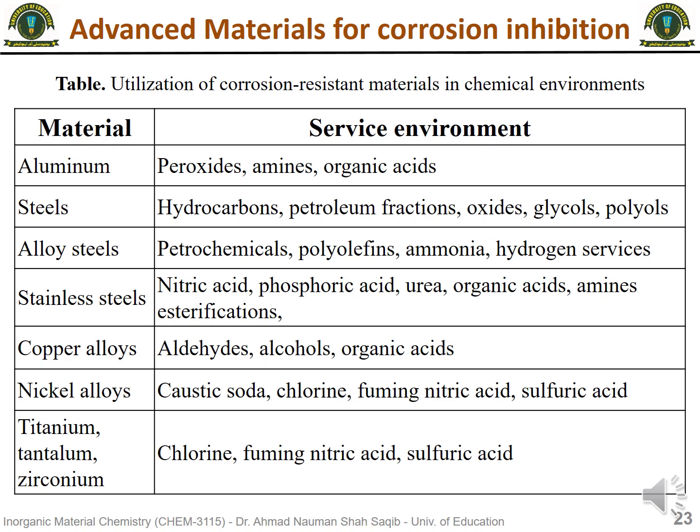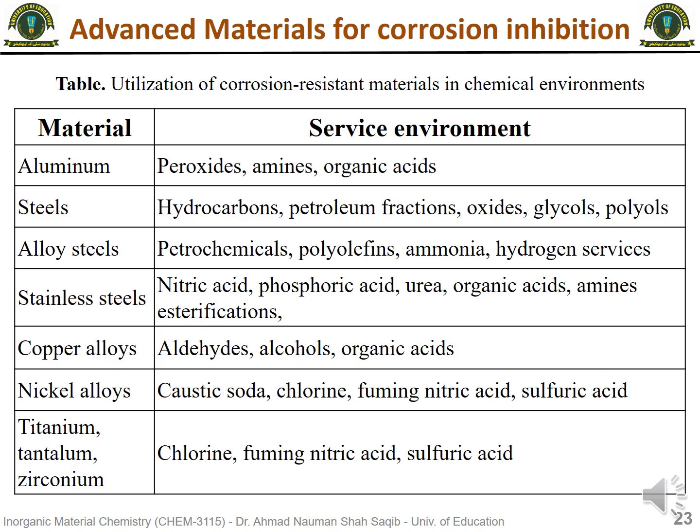So in this table I have tried to summarize some different materials which are used in different applications. For example, if we are dealing with peroxides, amines or organic acids, the preferred material is aluminium, which helps in protection from corrosion. For industries using hydrocarbons, some petroleum fractions, oxides or glycols, we use steels. Sometimes we use alloy steels, and where we are dealing with acids, for example nitric acid and phosphoric acid, urea, organic acid, we use stainless steels.